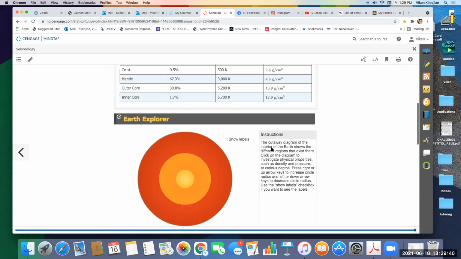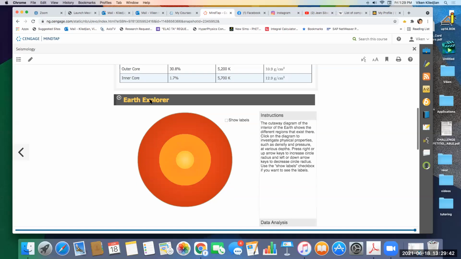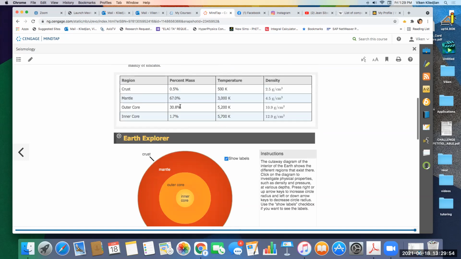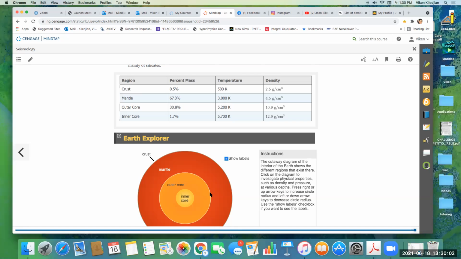So Earth Explorer, let's see here. Let's see, show labels. Yeah, so the inner core, this is the solid portion. So this helps give a picture to this. And then you got the outer core, okay? And the orange is the part that's liquid, okay? And then here is solid.